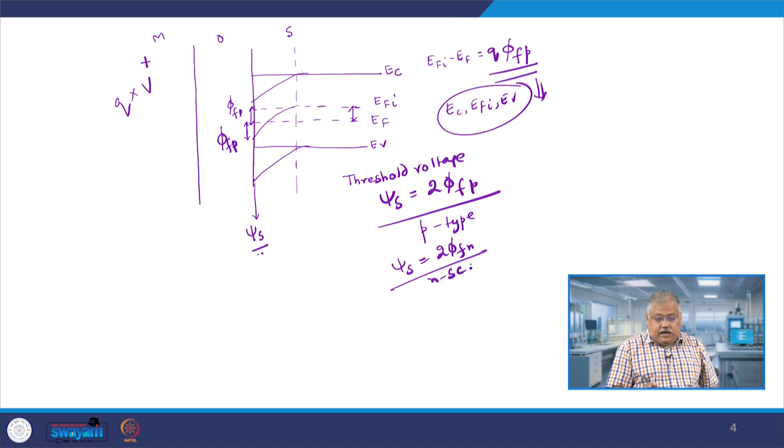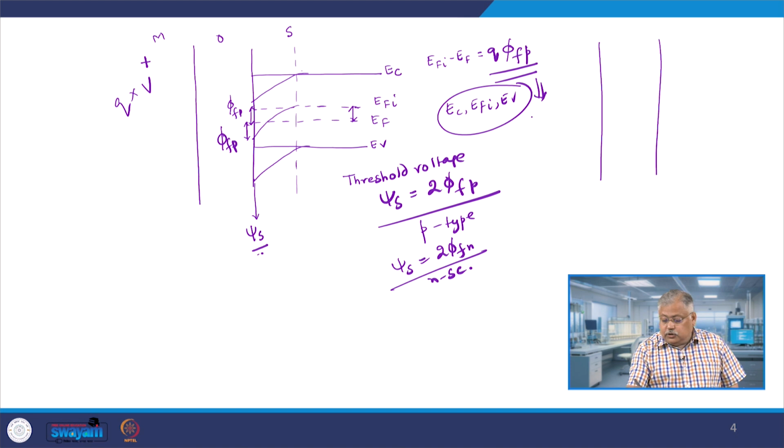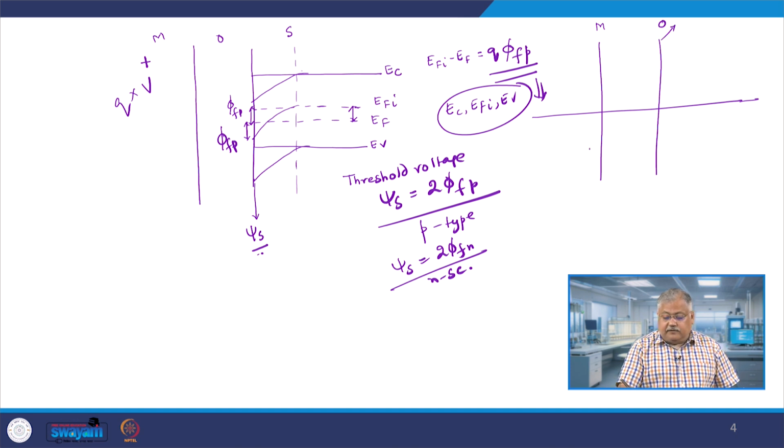With this basic idea, let us see how the charges will behave once you apply a positive bias on the metal side, right. So, when you apply a positive bias on the metal side, let me plot for you the metal oxide semiconductor charge distribution and show it to you. So, this is my metal layer, this is my oxide layer. This is the interface, silicon dioxide interface. This whole part is oxide.